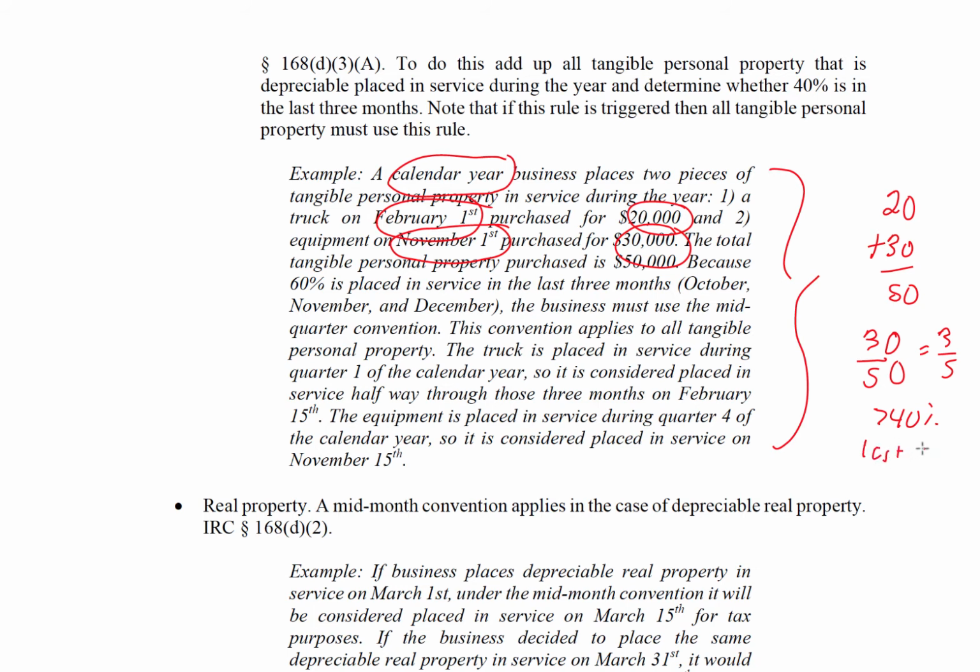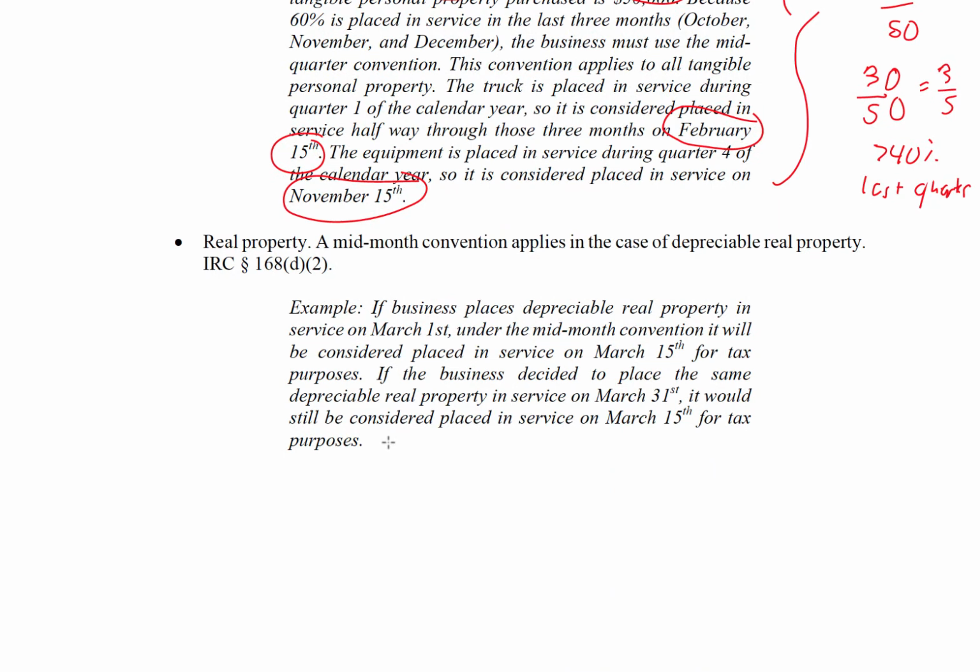We apply the mid-quarter convention, right? So the February item that was purchased on February 1st is deemed placed in service in quarter 1, which is February 15th, halfway through, and the item purchased on November 1st, which is quarter 4, is deemed placed in service on November 15th. Now, real property is much more simple. Just like in the past, real property tends to be the most simple, so I would definitely look out for real property on whatever exam you're taking.